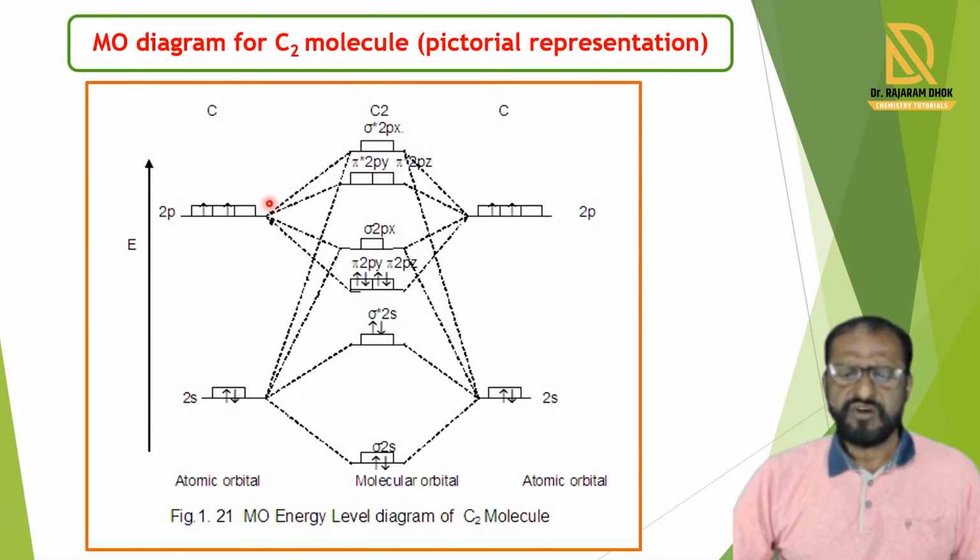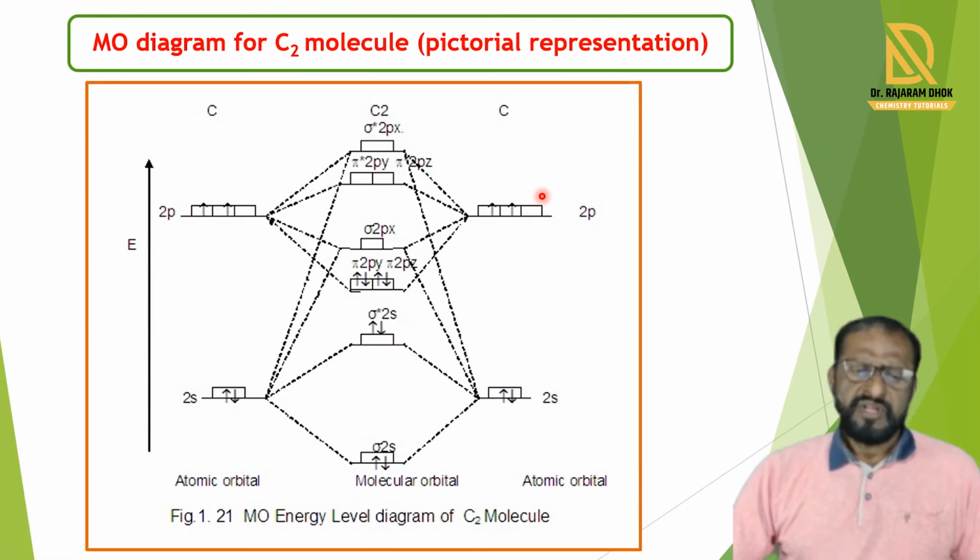Here, the first atom's 2pz atomic orbital and the second atom's 2pz atomic orbital, when their wave functions are different, then the pz and pz atomic orbitals repel and the antibonding pi star 2pz molecular orbital is formed. So in this way, by combination of 8 atomic orbitals, 8 molecular orbitals are formed.